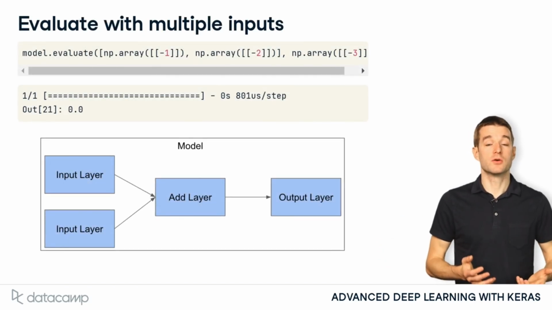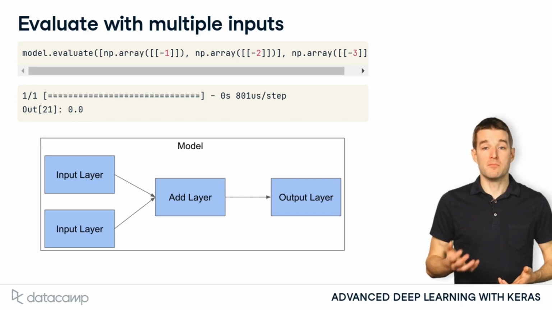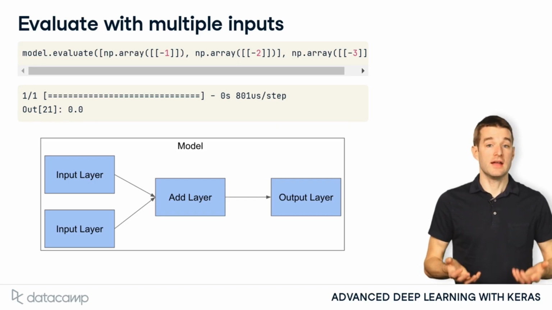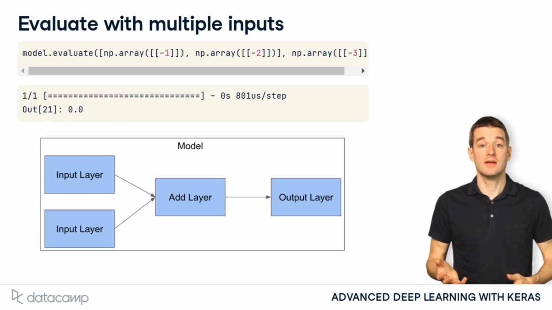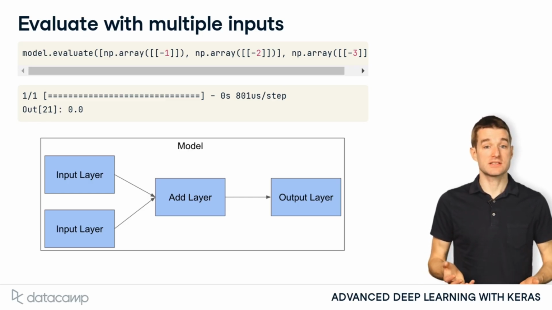To evaluate a model with multiple inputs, simply give it a list of inputs along with a single output, and the model will return its loss on the new data. In this case, since I've hard-coded the model to add the two inputs, the evaluation error on the test data is 0.